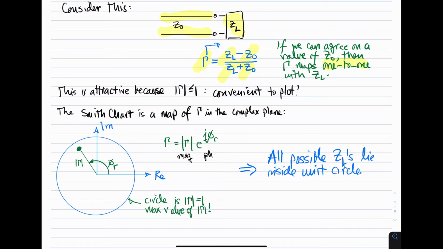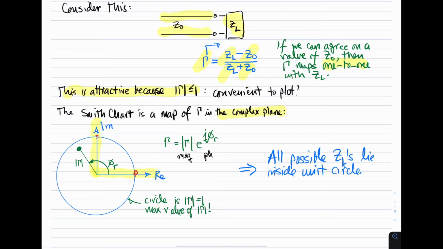Now, this is attractive because the magnitude of the reflection coefficient is always less than 1. So right away, we've dealt with this problem that values are shooting off to infinity and hard to plot or hard to interpret. In fact, all values of the reflection coefficient, if plotted in the complex plane, fall within a unit circle. Let me explain that with a picture. Here is the imaginary axis. Here is the real axis. So any complex number is a point in this plane. For example, 1 plus j0 is right there.